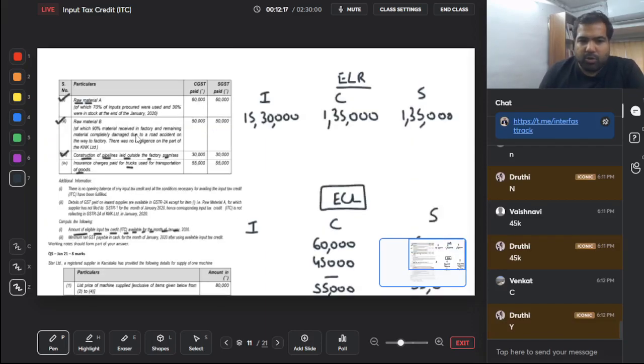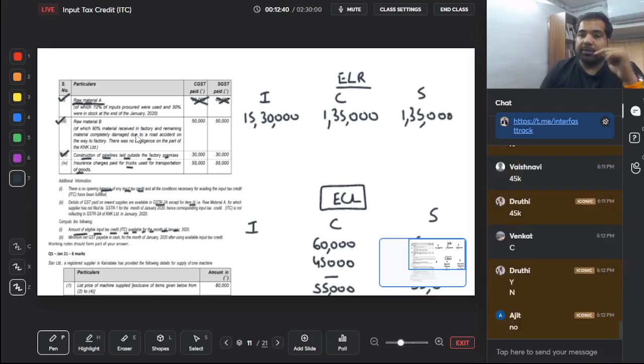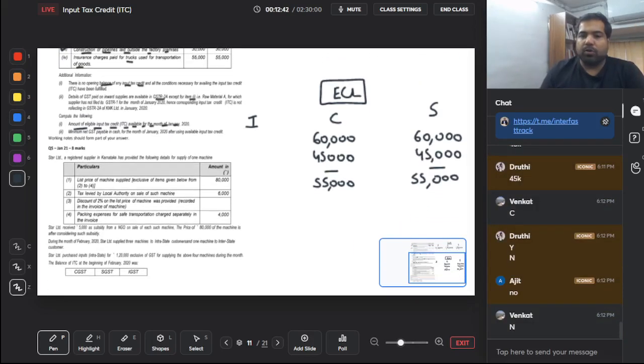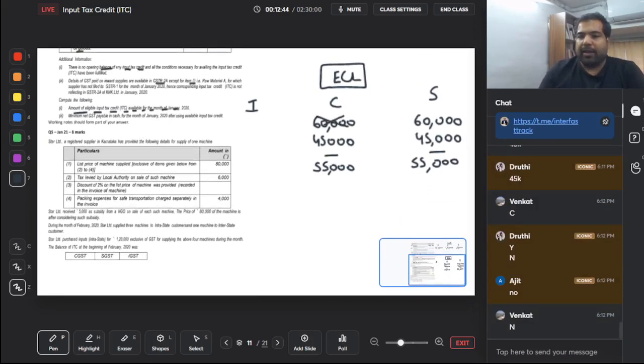Next, there is no opening balance of the ITC. Details of GST paid on inward supplies are available in GSTR 2A except for item number 1, raw material A, for which the supplier has not filed his GSTR 1. Guys, for this raw material he has not filed GSTR 1. So will you now get any credit? Unfortunately, no, you will not. Earlier there was a rule of 36(4). Now there is no such rule. So I'm removing this and I'm removing this from my calculation.